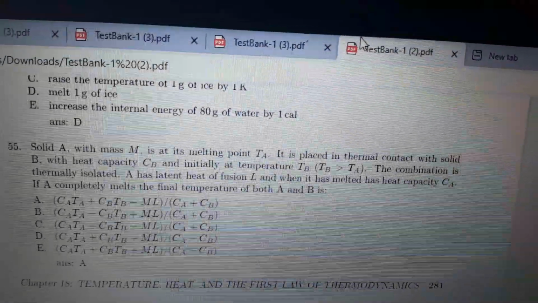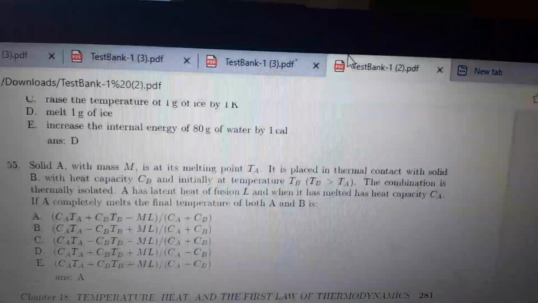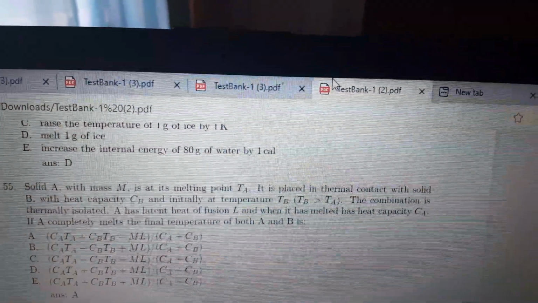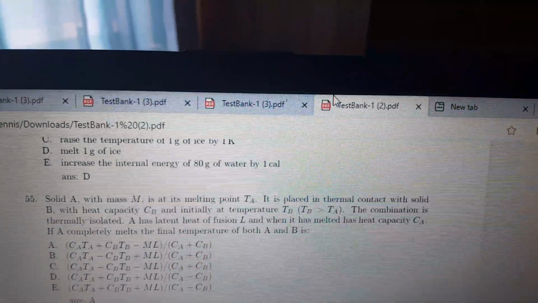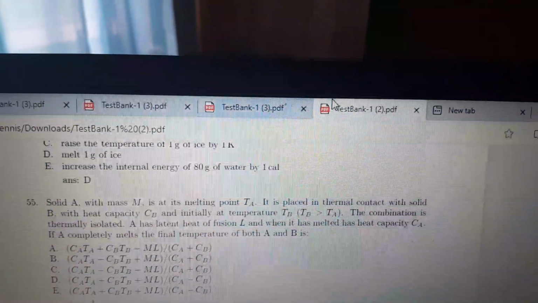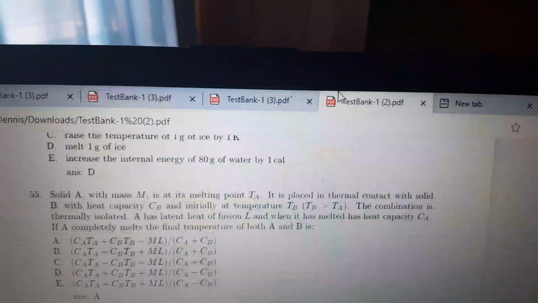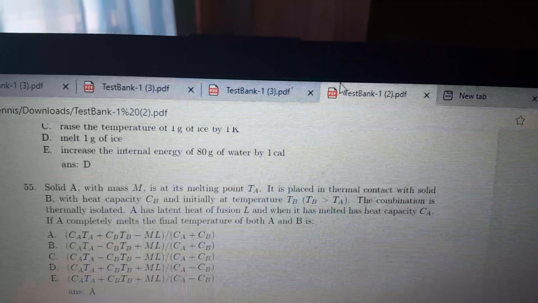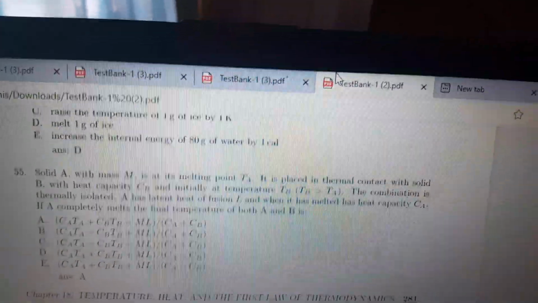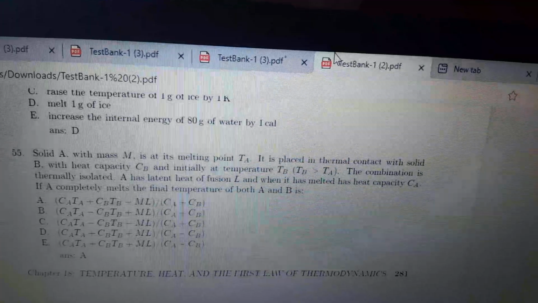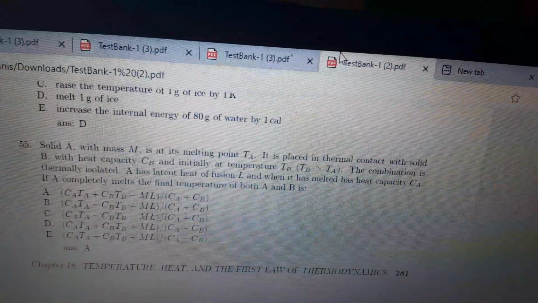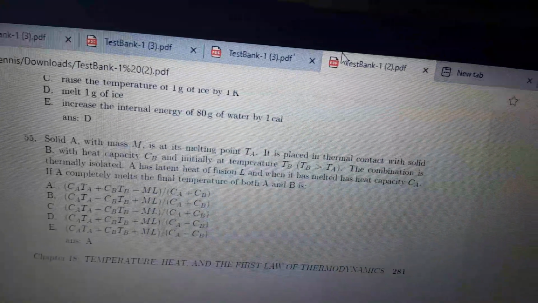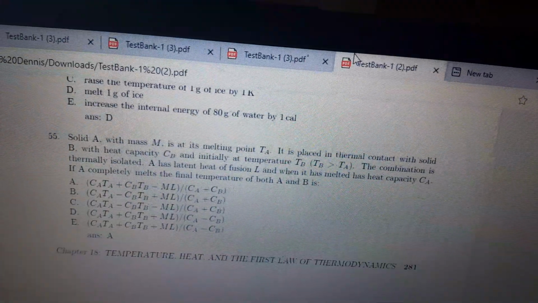Solid A with mass m is at its melting point Ta, and is placed in thermal contact with solid B with heat capacity Cb and initially at temperature Tb. The combination is thermally isolated. A has latent heat of fusion L, and when A is melted, has heat capacity Ca. If A completely melts, the final temperature of both A and B is A. So you add CaTa plus CbTb minus mL, and therefore divided by Ca plus Cb.